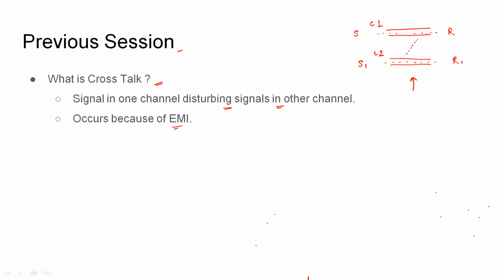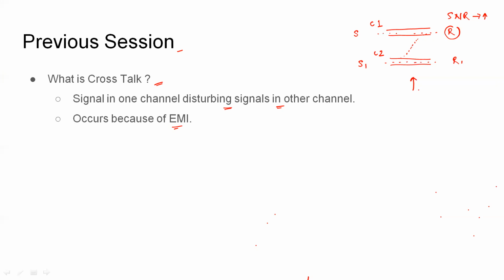In that case, the receiver will not receive the expected signal, and it will be noisy. We call this the signal to noise ratio, SNR. The SNR will be very high. This is called crosstalk.